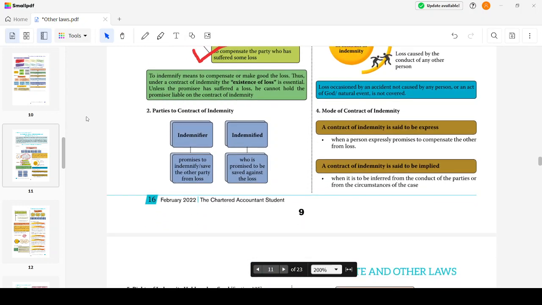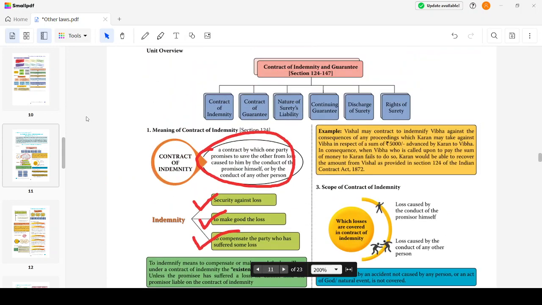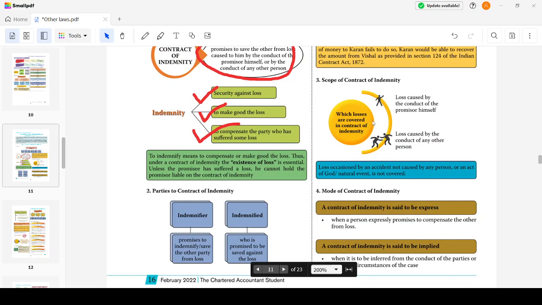Who are the parties to the contract of indemnity? There are two parties. One is the indemnifier and one is the indemnified. The indemnifier is the person who promises the other party to save from loss. I promise you, right? So I am the indemnifier and you are the indemnified.